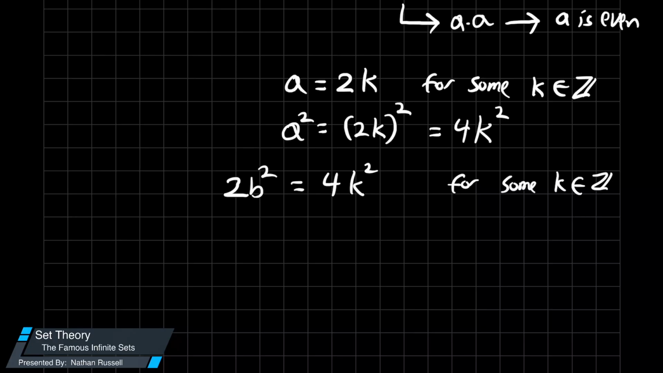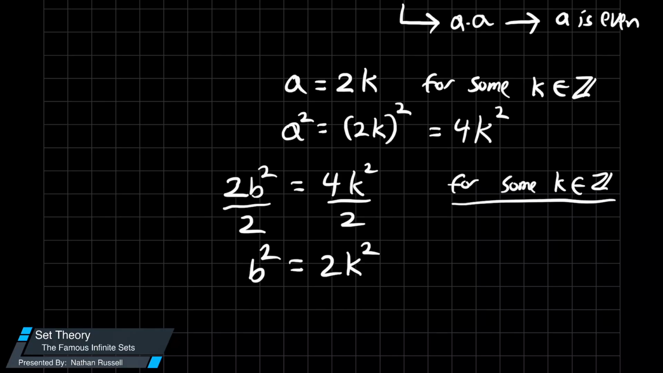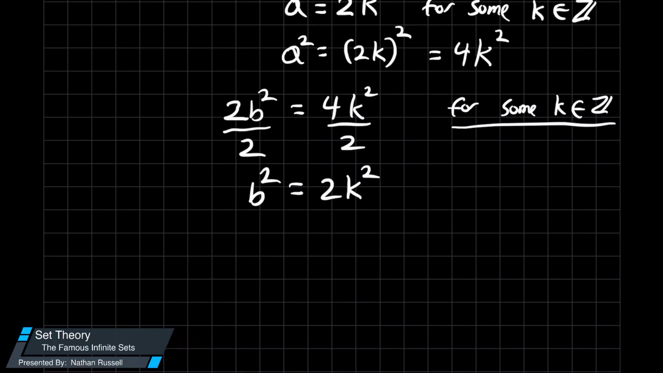Okay, well notice what happens when I divide both sides by 2. I get b squared is equal to 2k squared for some k in the integers. Okay, well, we've already been through this logic, so this must mean that b squared, since it's 2 times some integer, is an even number. Well, that means that b, by the logic we had earlier, is an even number.